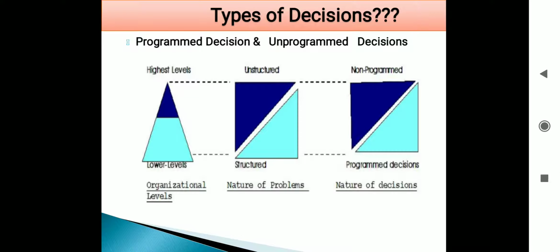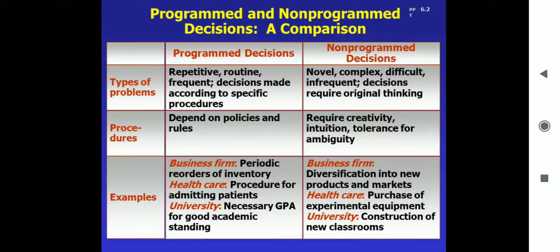Next, let us see the types of decisions. There are basically 2 types of decisions. The first one is programmed decision and the second one is unprogrammed decision. We'll have a comparative study later. First of all, let us see what a programmed decision is, and at which level it is implemented. Normally a programmed decision is implemented at the lower level of the organization, and it is basically a structured decision, whereas unprogrammed or non-programmed decisions are unstructured and normally decided by the top level management. Now let us see the comparative study of programmed and non-programmed decisions.